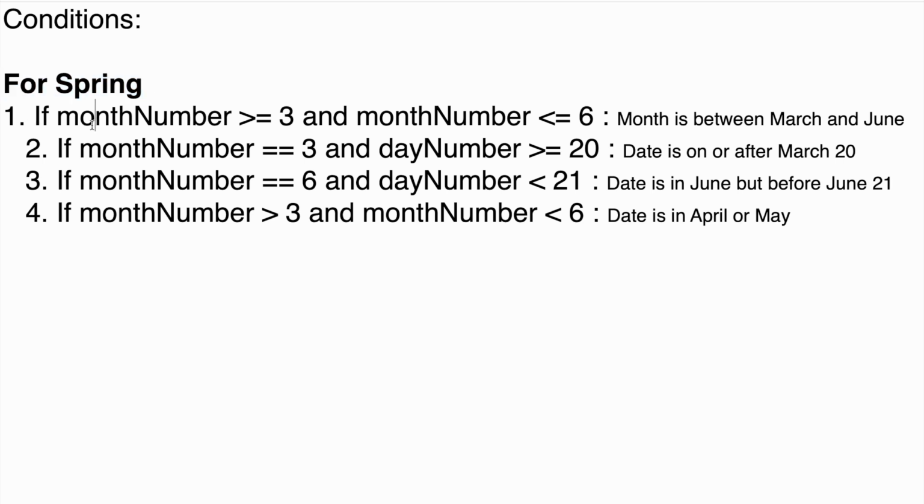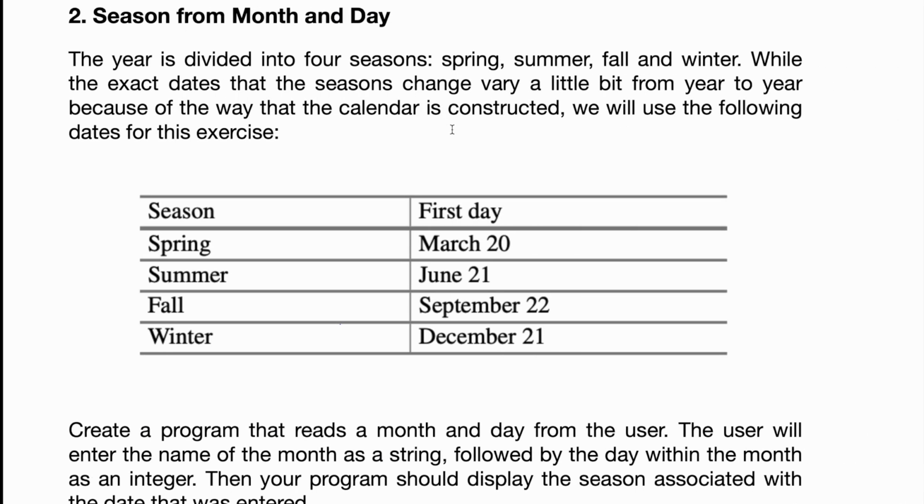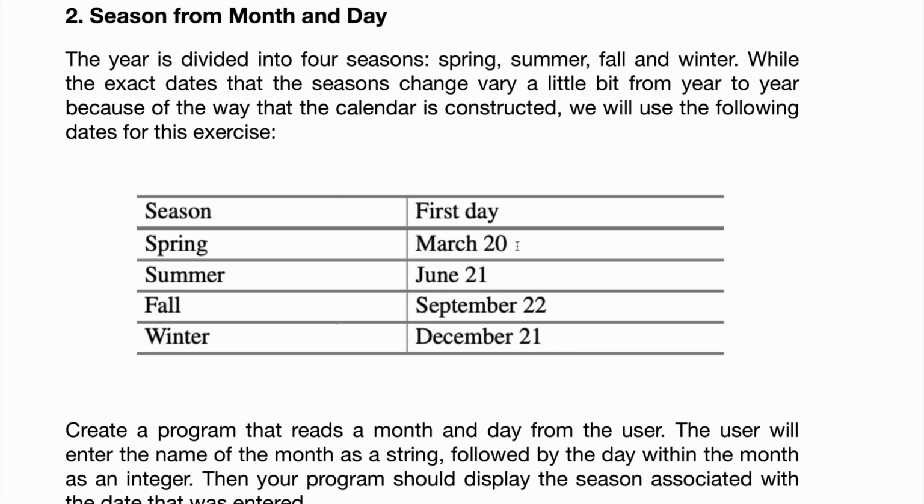For spring, what we need is the month number needs to be greater than or equal to 3 because, well, the spring season is between March and June. So if we look at our table here, spring starts on March 20, which is the third month, right? So 3/20, and is from 3/20 to June 20, which is 6/20. So your date needs to be from 3/20 or greater than or equal to 3/20 and less than June 21, because you don't really want to include 21.